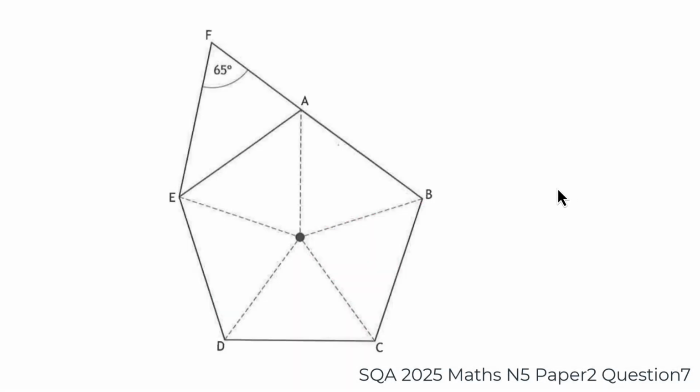I'd like to show you an alternative method of finding the size of this angle at A. And it's a beautiful way of finding the size of that angle. You notice there's 5 triangles in this regular pentagon. Each triangle, the sum of its 3 angles is 180 degrees. So the total sum of all the angles in these 5 triangles will be 5 times 180 degrees.